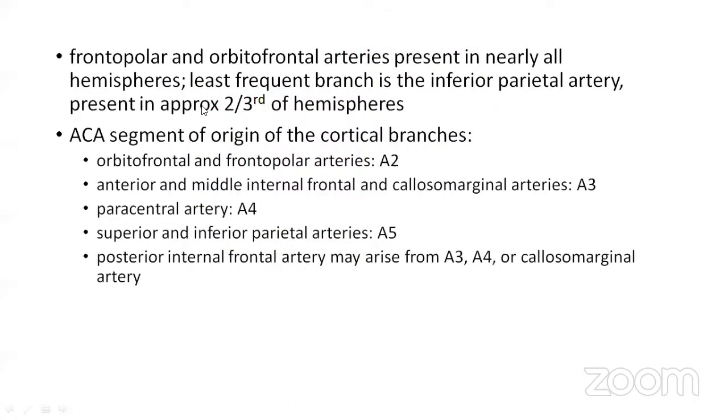So, frontopolar and orbitofrontal arteries are present in nearly all hemispheres, and the least frequent branch is the inferior parietal artery that is present in approximately two-thirds of hemispheres. As for the ACA segment of origin of the cortical branches, the orbitofrontal and frontopolar arteries arise from A2, while the anterior and middle internal frontal and callosal-marginal arteries arise from the A3 segment. The paracentral artery arises from the A4 segment, while the superior and inferior parietal arteries arise from the A5 segment. The posterior internal frontal artery may arise from the A3 and A4 segment or the callosal-marginal artery.